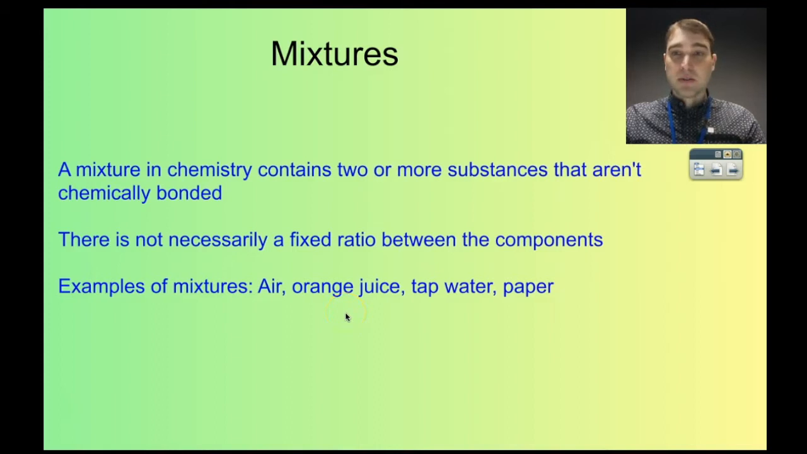Orange juice, so there's obviously a lot of water, but then there's some orange in there. So where does that come from? Tap water, so the water straight out the tap. It's not pure water, it's not distilled water. It contains salts and things like fluoride. And paper. So paper isn't just pure wood that it comes from. It's been treated with chemicals and it has certain chemicals in it to make it certain colors.